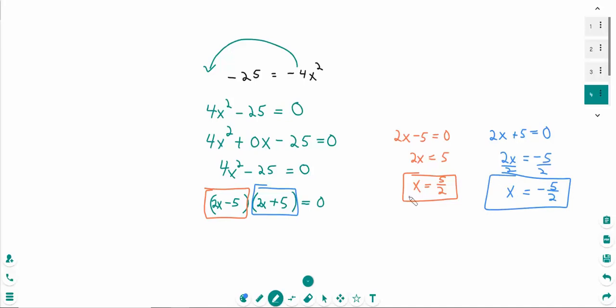So here, they're just kind of opposite solutions. We have x equals 5 halves and x equals a negative 5 halves. Those would be the 2 solutions. And again, since this is a quadratic equation, the most solutions we can have is 2. And since we have 2, we know that these are the only 2 for this equation.